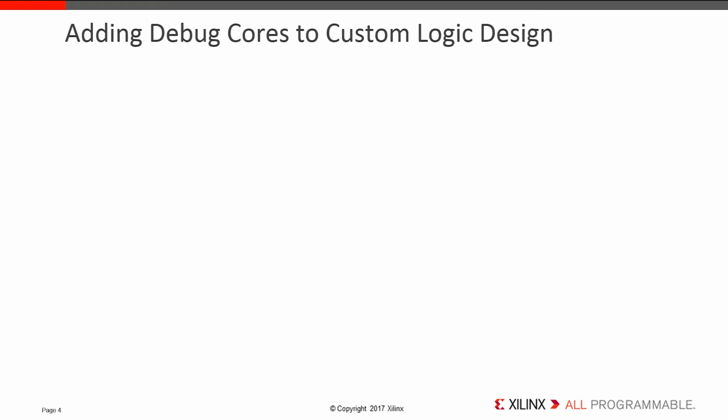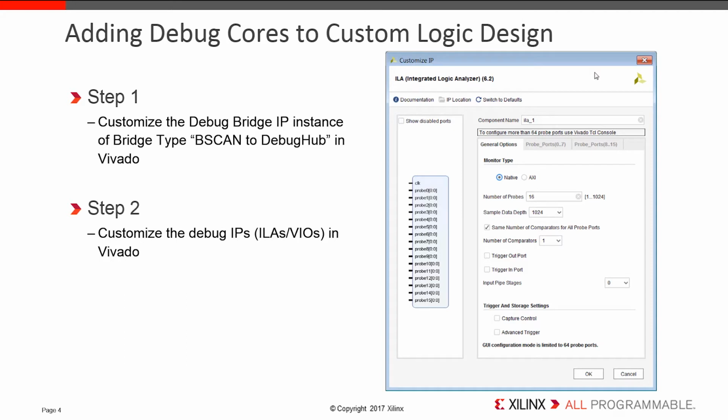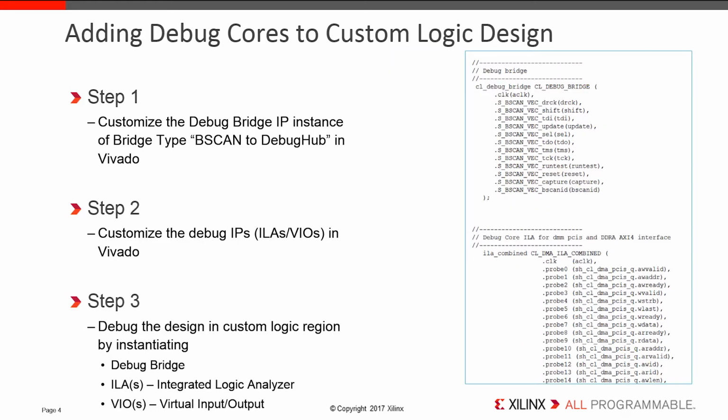There are 3 steps required to add the debug cores to your custom logic design. Step 1 is to customize and generate the debug bridge IP using the IP catalog in Vivado. You need to set the debug bridge IP in the BSCAN to debug hub mode. Step 2 is to determine the number and type of debug cores that you want to add to your custom logic. You can then customize and generate the required number of cores using the IP catalog in Vivado. Step 3 is to instantiate the debug bridge and the debug cores in your custom logic RTL design.